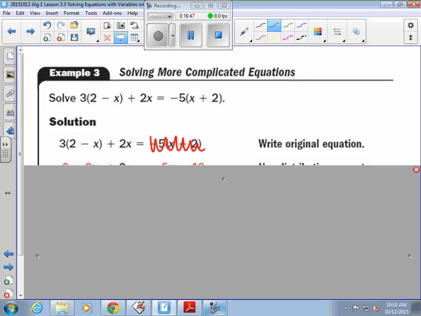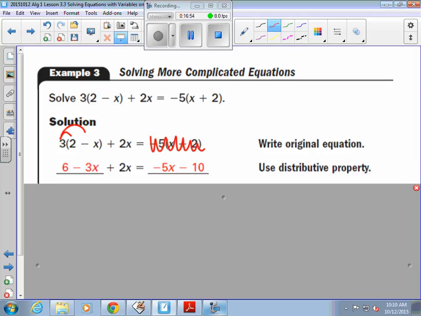So if we look just at the left side, 3 times 2 is 6. 3 times negative x is negative 3x. On the right-hand side, do the same thing. Negative 5 times x is negative 5x. Negative 5 times 2 is negative 10. So that's just using the distributive property.